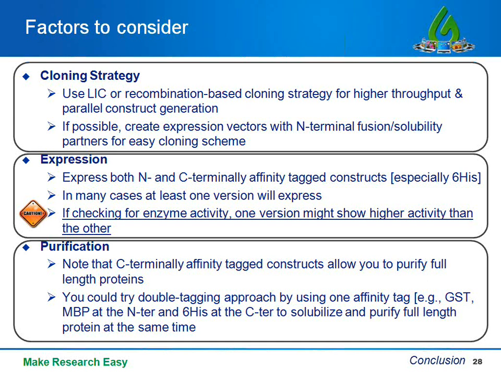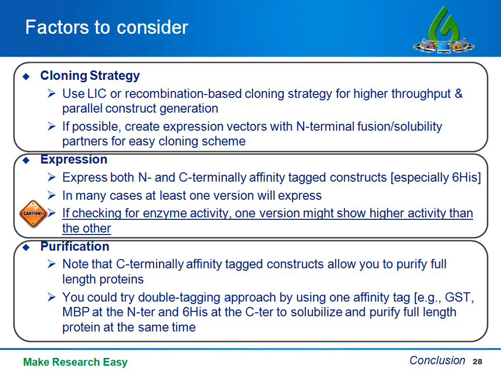So here are some broad recommendations regarding cloning, expression, and purification. To increase throughput, it might be useful to adopt a ligation-independent cloning or recombination-based cloning strategy. If possible, use expression vectors with N-terminal solubility partners for easy cloning of all targets. If you don't see target expression with an N-terminal construct, try a C-terminal one instead. That helps sometimes.